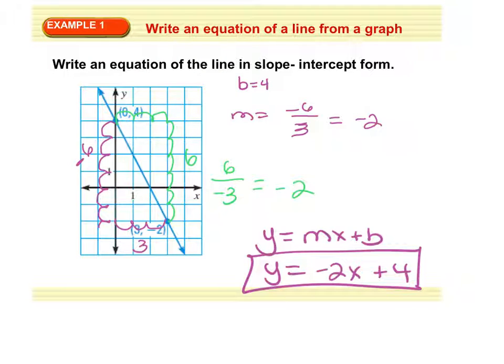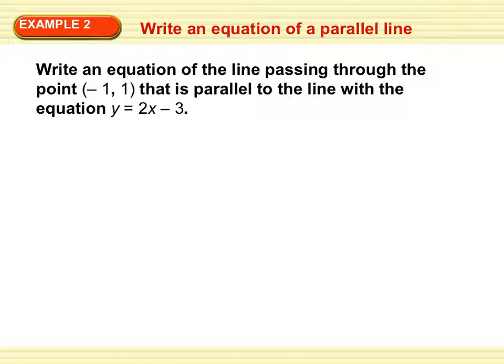Any other questions? Okay, it says write an equation of a line that passes through point -1, 1 that is parallel to the line with the equation y equals 2x minus 3. So why is it giving you that it's parallel to that second line? Because the slopes are the same. Slope should be the same.